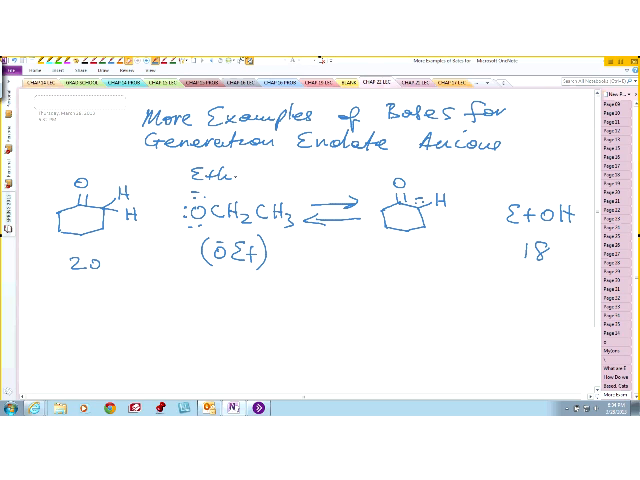This is ethoxide. We could also use methoxide as a base for generating the enolate anion. So you are going to be seeing examples of this as we move on during the course of this session today. So far I told you there are two ways in which we could generate the enolate anion. We could also generate the enolate anion indirectly using acid catalysis.